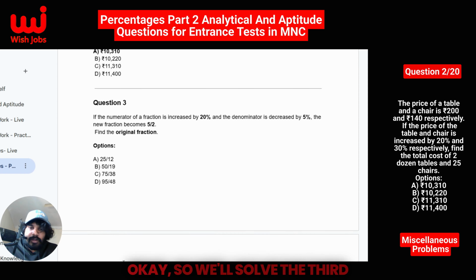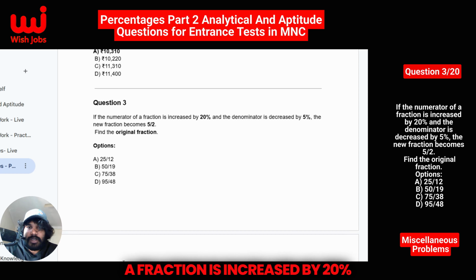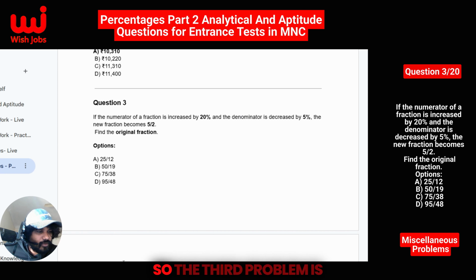You're too good. Okay, so we'll solve the third problem. If the numerator of a fraction is increased by 20% and the denominator is decreased by 5%, the new fraction will be 5/2. So find the original fraction. Okay, original fraction you need to find out.